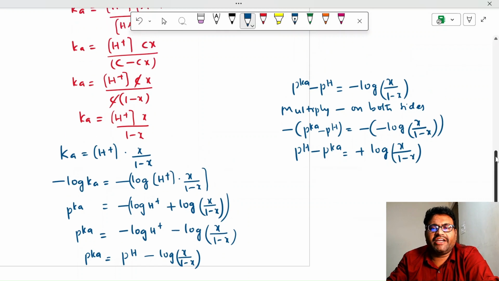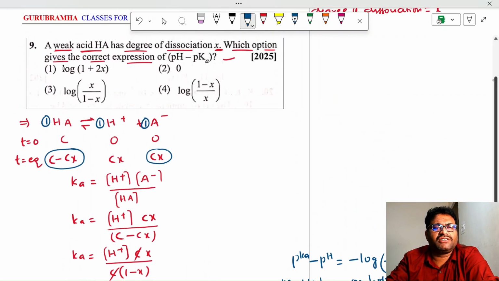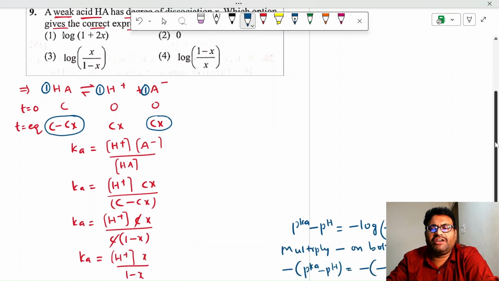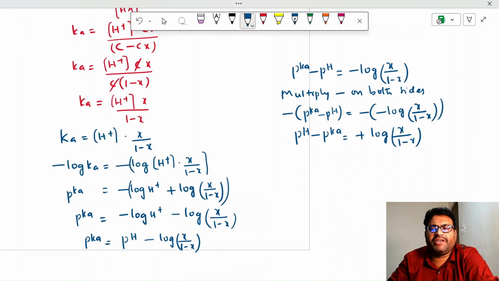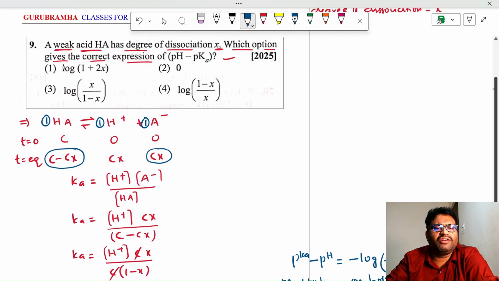Let us see the question once again. The question asked is pH minus pKa. So here we have derived it, pH minus pKa is equal to log x by 1 minus x. Do we have that? Yes, third option, log x by 1 minus x. Understood? So that's the answer. Let us see the next question.